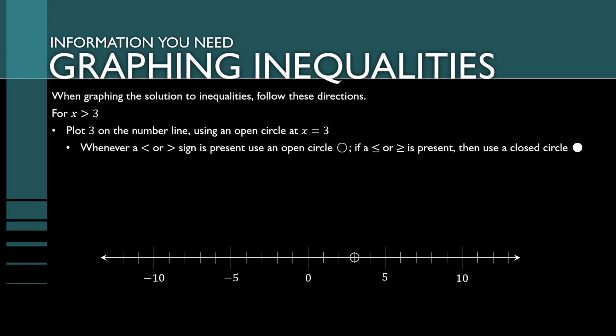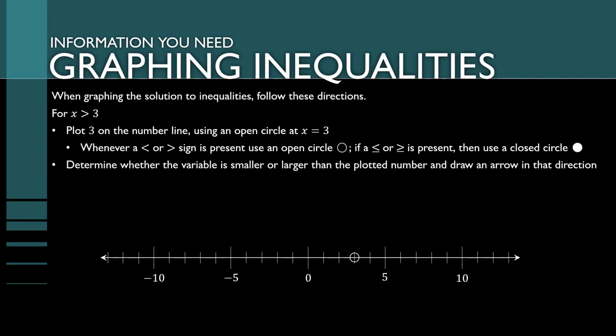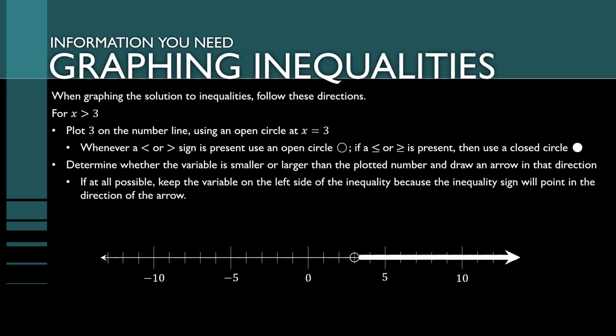If we have a less than or equal to or greater than or equal to sign, then we'll use a closed circle. What the closed circle is going to indicate is that 3 would be an answer. The open circle indicates that 3 is not part of the solution set. The last thing we'll do is determine whether the variable is smaller or larger than the plotted number and draw an arrow in that direction. So what you can do with this is you want to make sure that you have your variable on the left side.